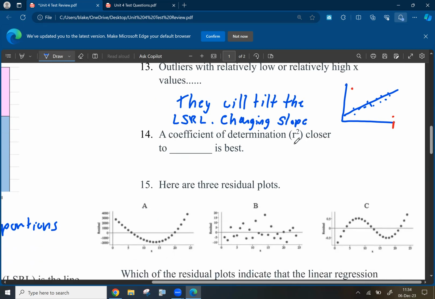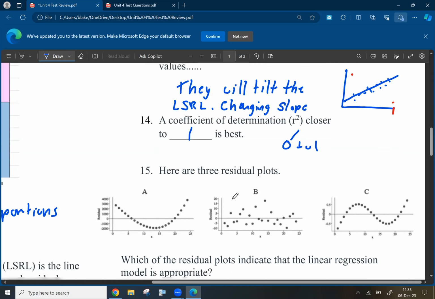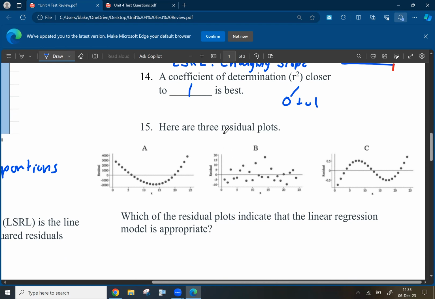Number 14, a coefficient of determination r squared closer to 1 is best. Remember, this goes from 0 to 1, and it's better if it's closer to 1. It means it's a stronger fit if it's closer to 1. Here are 3 residual plots. Which of the residual plots indicate that the linear regression model is appropriate?